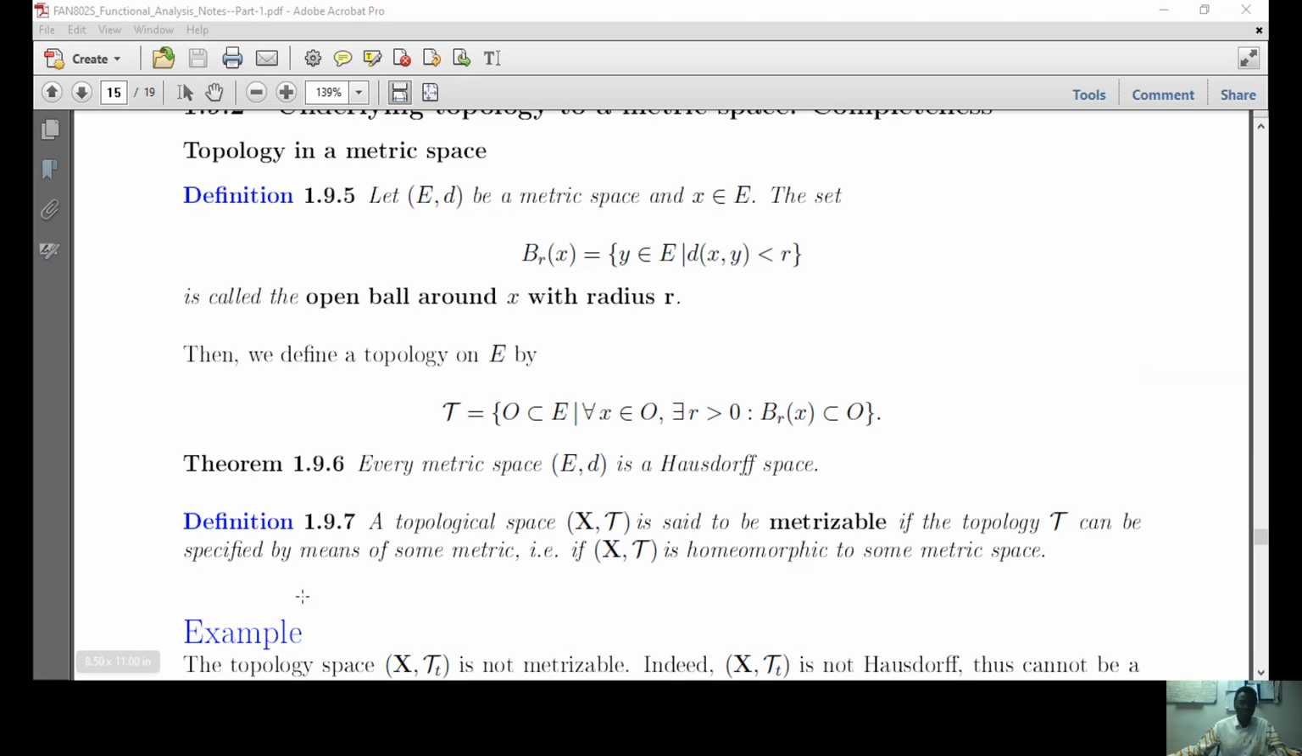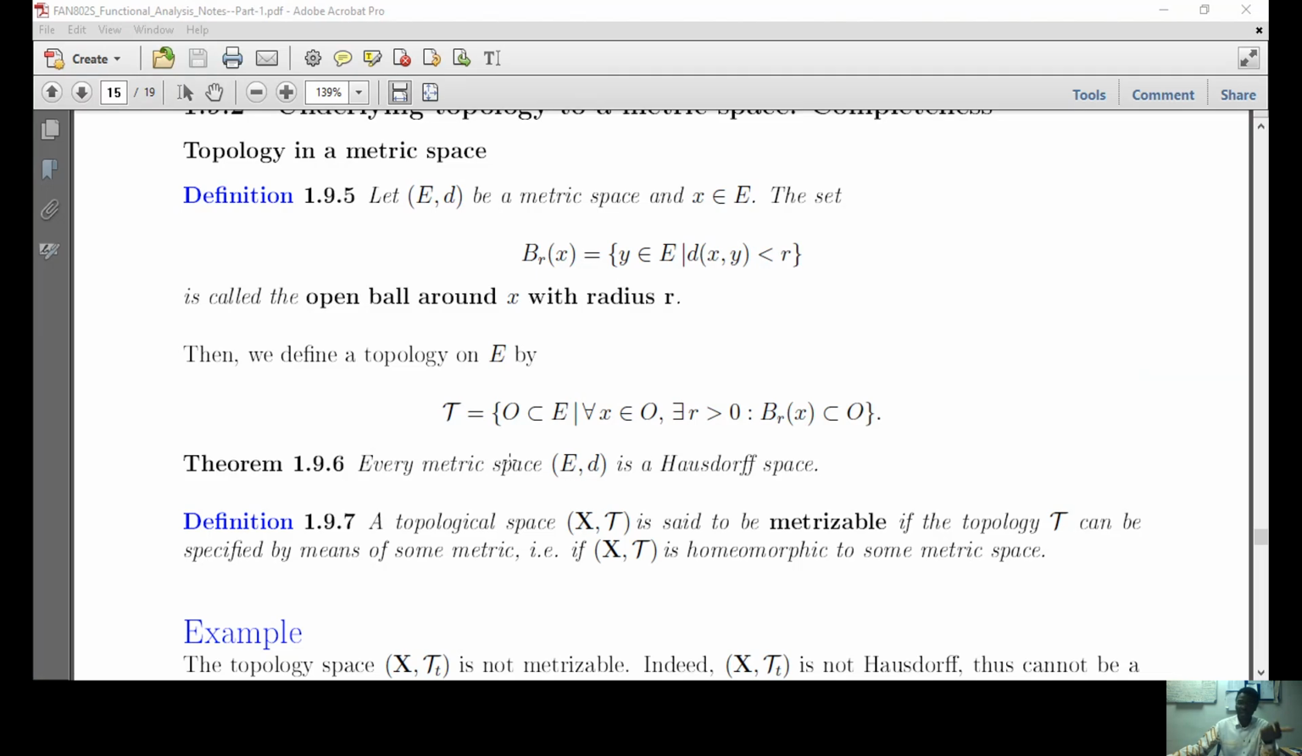All right. So once you have the topology, everything that we covered concerning topology will also apply to this, meaning that you can define a neighborhood, you can define convergent sequences for this topology, you can define compact sets, anything you can imagine about topology. We have an underlying topology now from the metric space, so you can do that. So every metric space is Hausdorff.